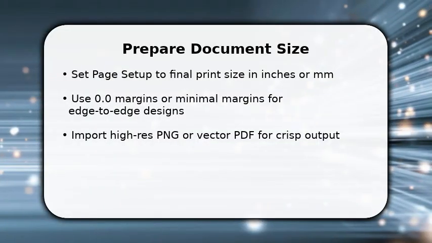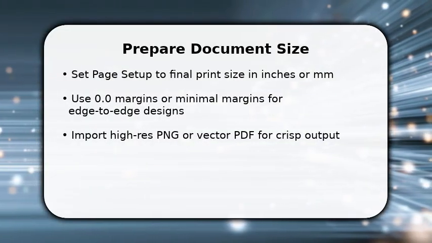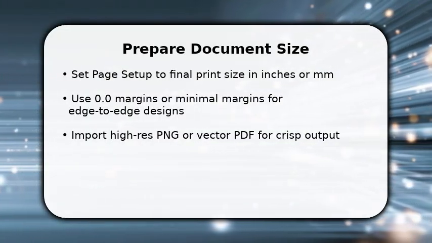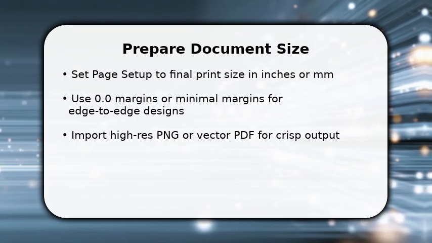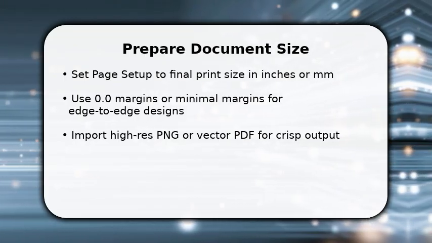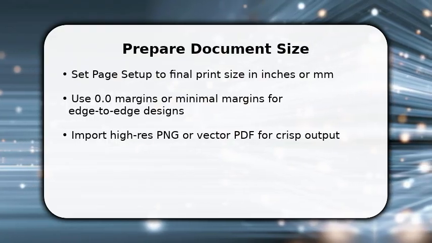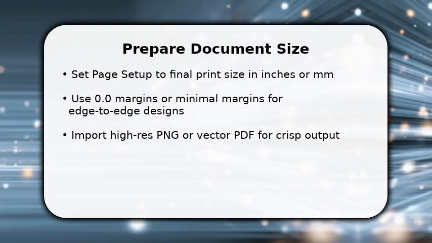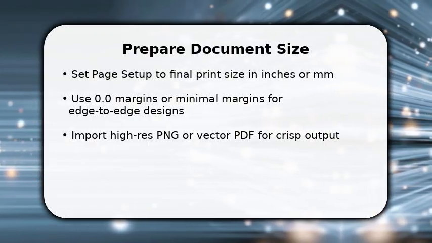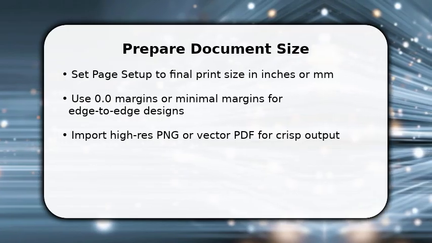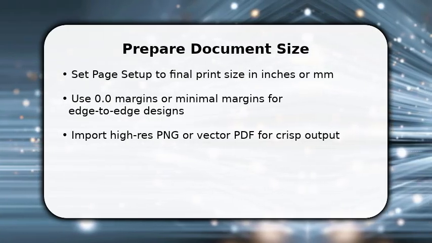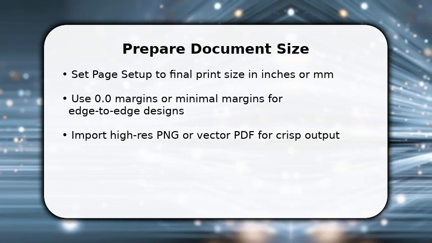You start by configuring page size and margins so your design prints at the exact dimensions needed for sublimation. Open File, Page Setup, enter the final width and height, and set margins to 0 or the smallest value your printer supports. Once done, insert your high-resolution PNG or PDF. Google Docs maintains visual scale so you can size images precisely.